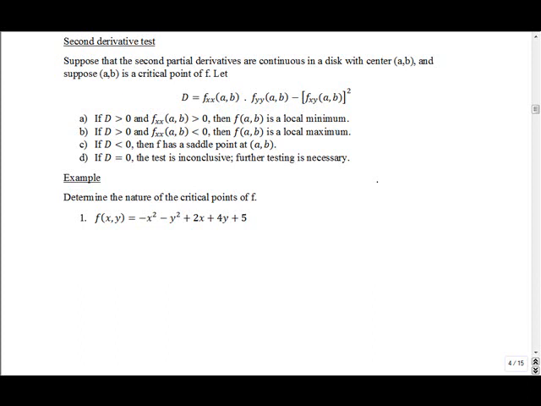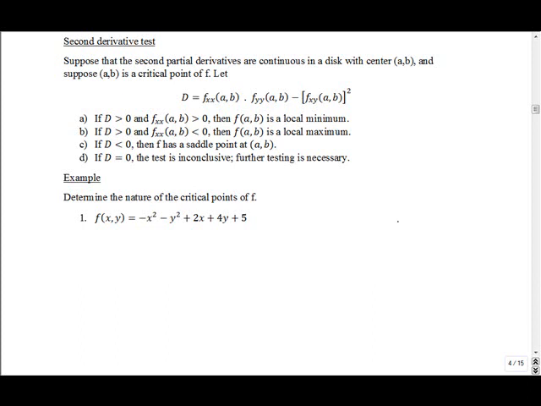Now you may be wondering, where did this formula come from? We use Taylor series. You remember Taylor series in single variable calculus? There's Taylor series for multivariable calculus. So that's what we use to get that. Okay?